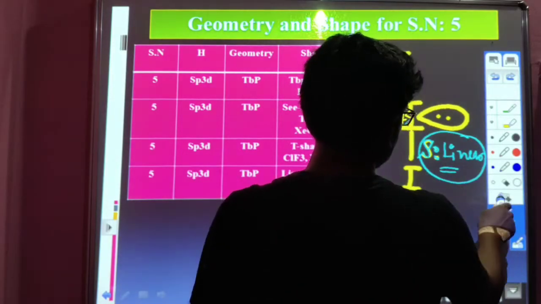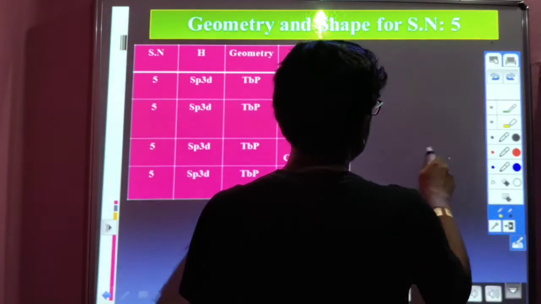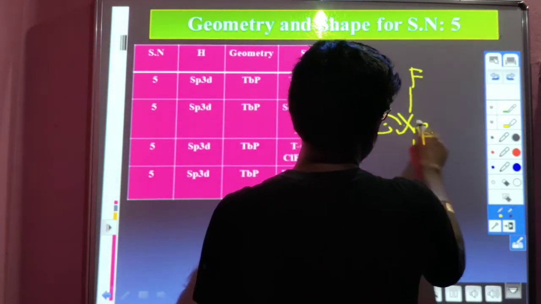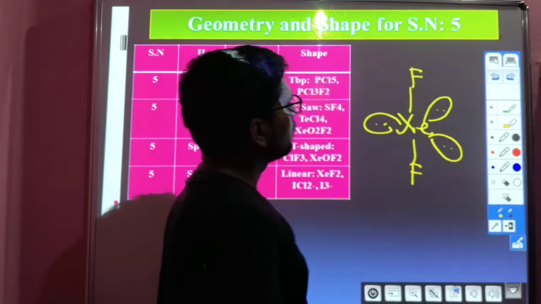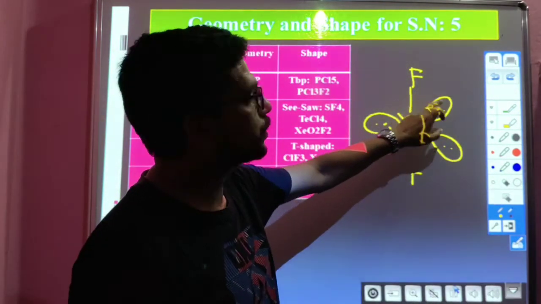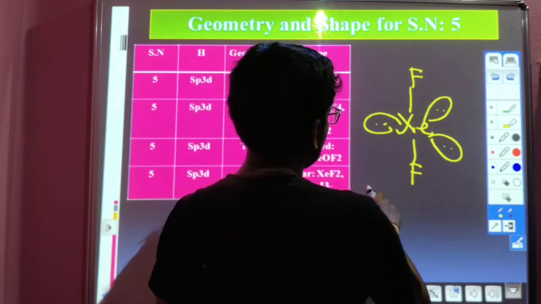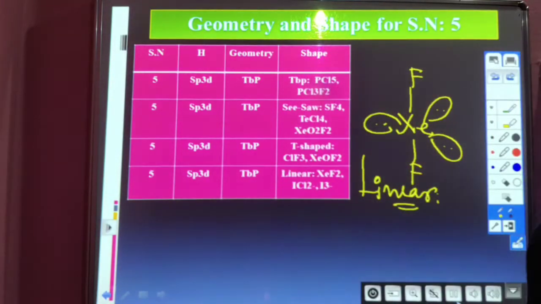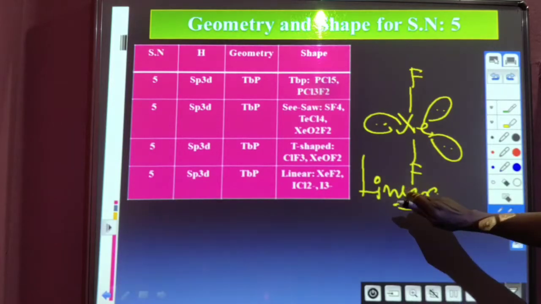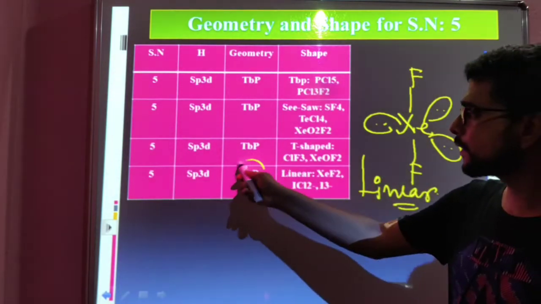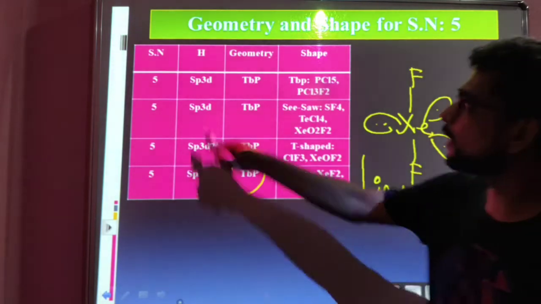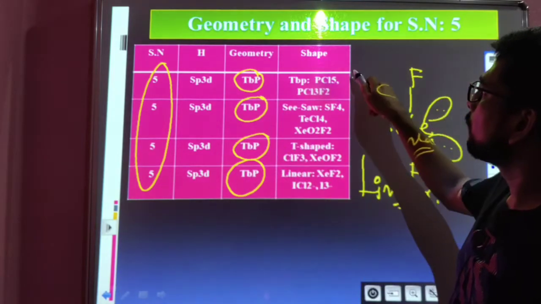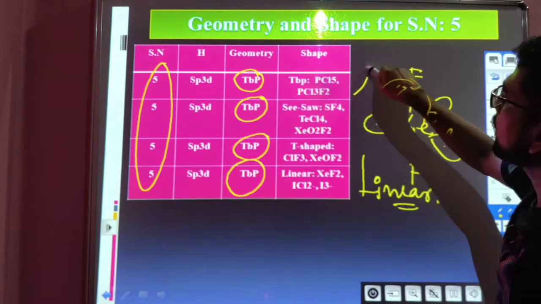XeF2 is also like that. XeF2 you can also write like this. This is Xe, this is F, this is F. One lone pair, two lone pair, three lone pair. See, 2, 4, 6, 8. So this is also linear. Shape is linear. Geometry is not linear, beta. In this case, geometry is TBP. So whenever steric number is 5, geometry will be the same, TBP. But shape will be different.